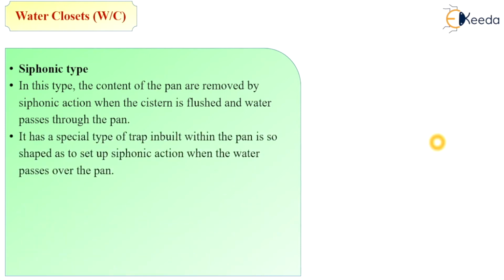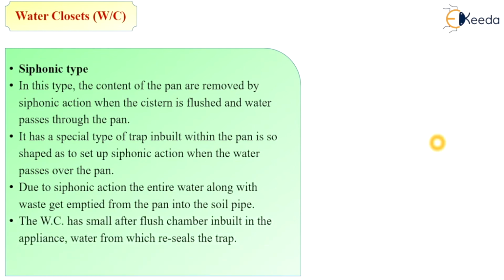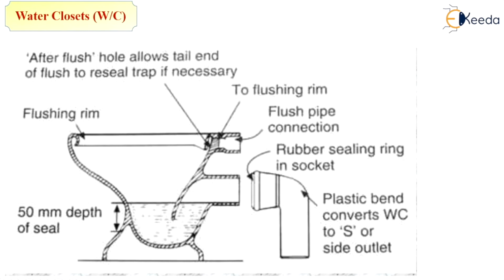What is siphonic action, that we have learned in environmental engineering too? The siphonic type water closet has a special type of trap built into the pan, shaped so as to set up siphonic action when the water passes over the pan. Due to siphonic action, the entire water along with waste gets emptied from the pan into the soil pipe. The water closets have small after-flush chambers built into the appliances, water from which releases the trap, and it may have one trap or two traps.